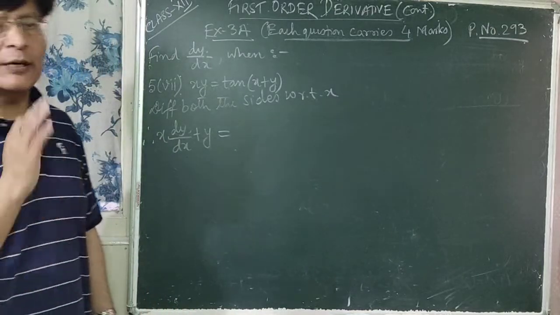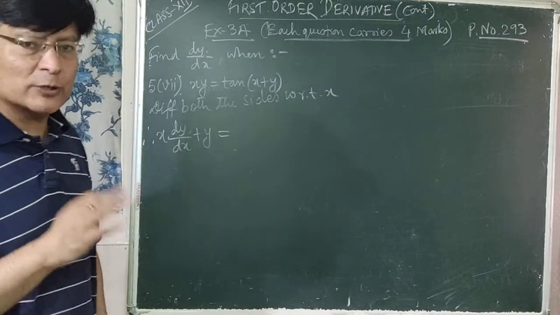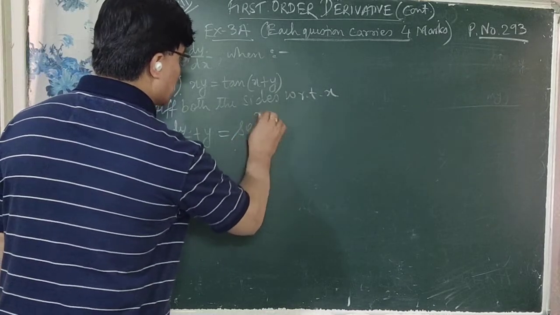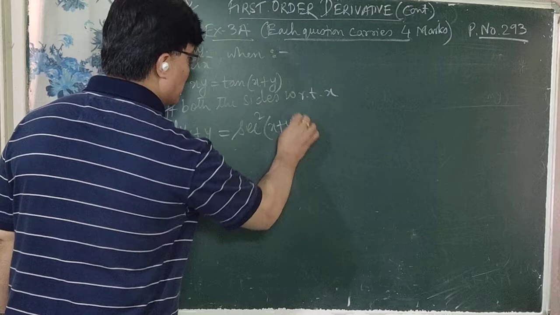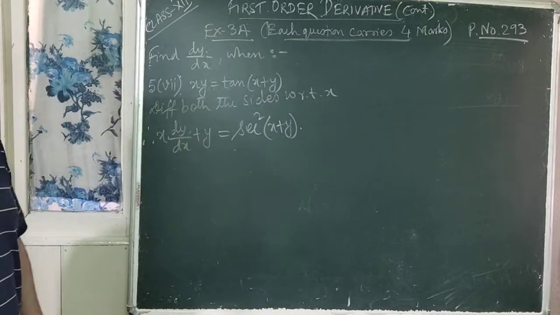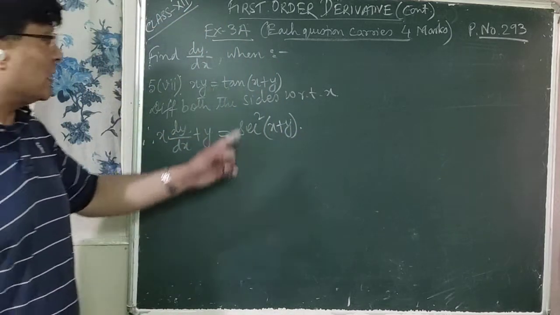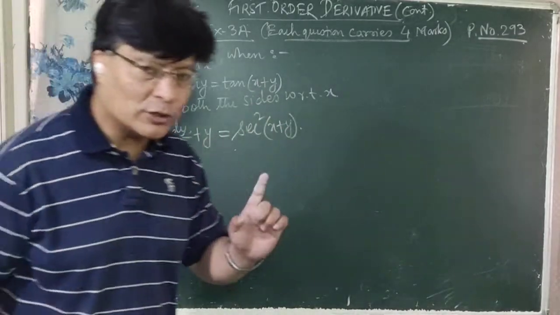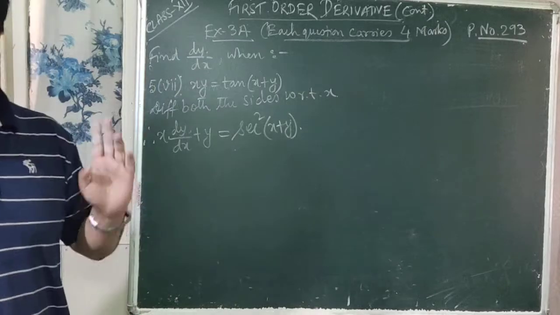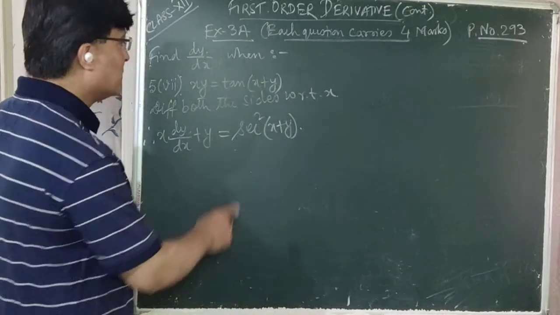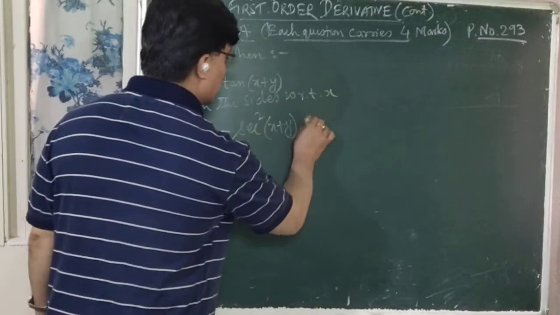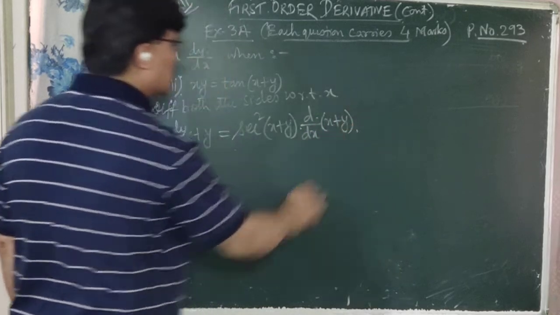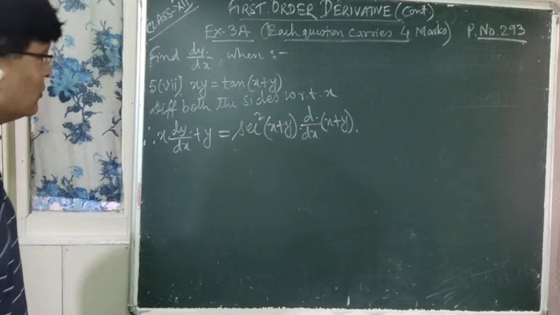How will you differentiate it? You have to take it as tan x, where x plus y is assumed as x. So what is the differentiation of tan x? It is sec square, but what is x here? It is x plus y. Again you have to differentiate the term which is assumed as x. That is, you have to differentiate x plus y with respect to x. That is d by dx of x plus y. Is that clear to all of you?